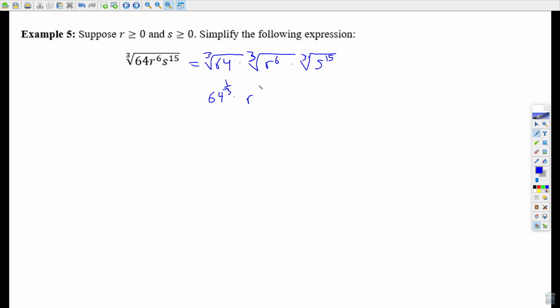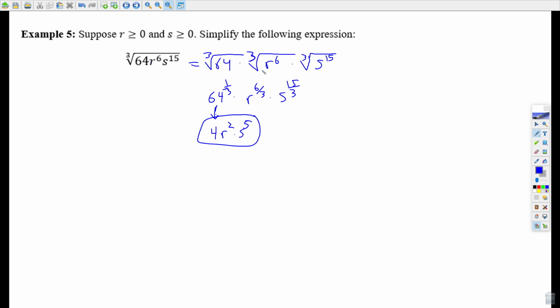This would be r to the 6/3. This is what we used yesterday, this property, times s to the 15/3. And then we just simplify all these individually. This, in the chart, is the number 4, I think. Yep. This would simplify to r. 6 divided by 3 is 2, so r squared. And then 15 divided by 3 on the s would be 5. And that would be your answer.